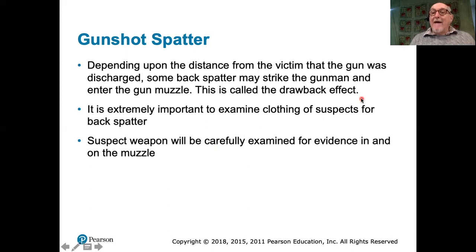In addition, that back spatter may put blood spatter on clothing. And the spatter may be so fine, it may be so small that the perpetrator just doesn't realize that they have blood, but it is very easily revealed on forensic examination. So all of a suspect's clothing, a weapon, etc., is examined very, very carefully for evidence of back spatter.